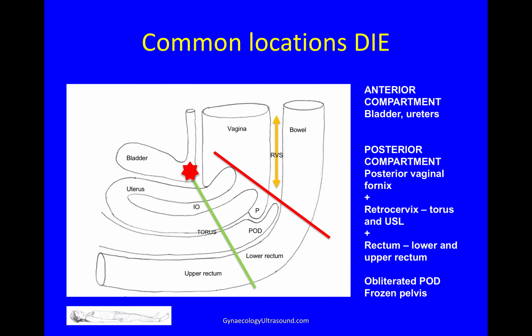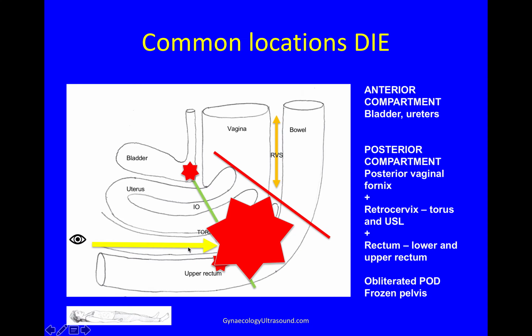So a common location for DIE is in the bladder, in the posterior vaginal fornix, at the torus, in the lower rectum or the upper rectum. At laparoscopy, this is as far as you can see. You can only see as far as the pouch of Douglas is open. But if you have DIE, everything can become completely glued together, and this is called a frozen pelvis.